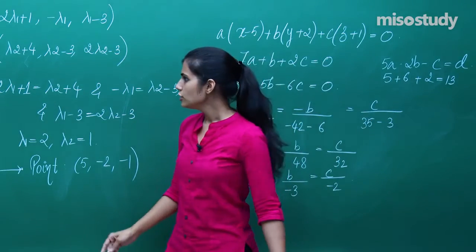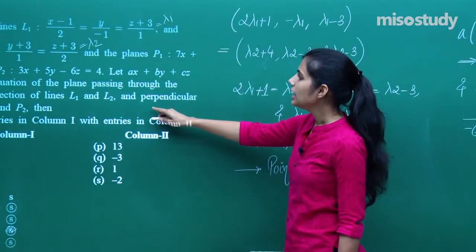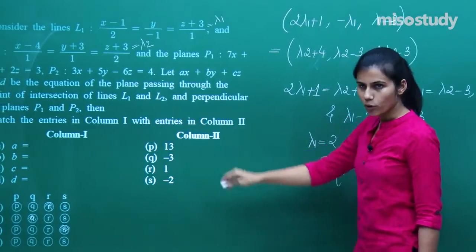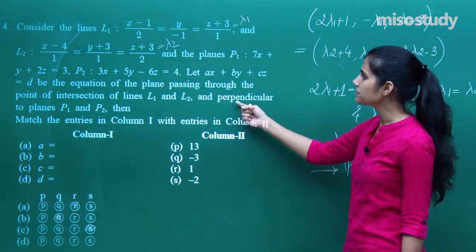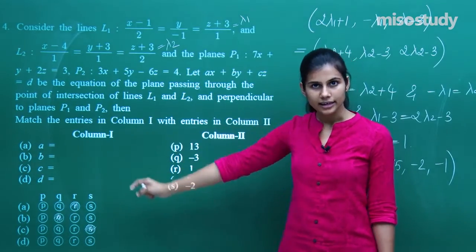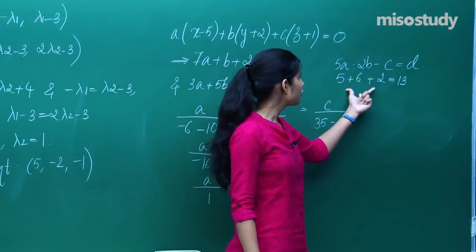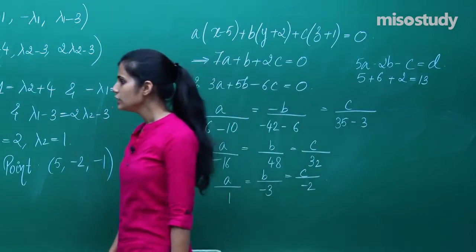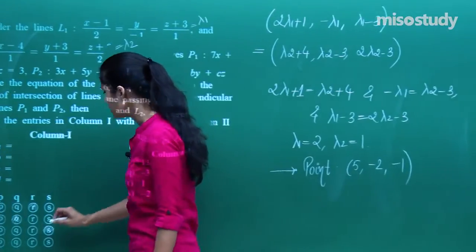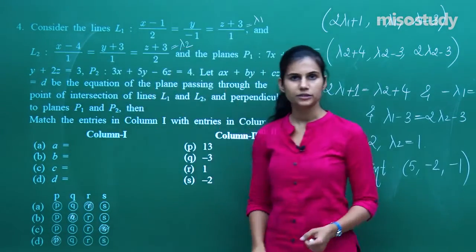Are you understanding? So over here you have that this plane that you have is basically passing through this point. It is passing through this point and is perpendicular to this plane and this plane, right? And therefore you have got this equation which will be satisfied, and therefore 5 plus 6 plus 2, that is 11 plus 2, which is 13, will be the value of D. So D is coming out to be 13. So P is going to be matched corresponding to it.